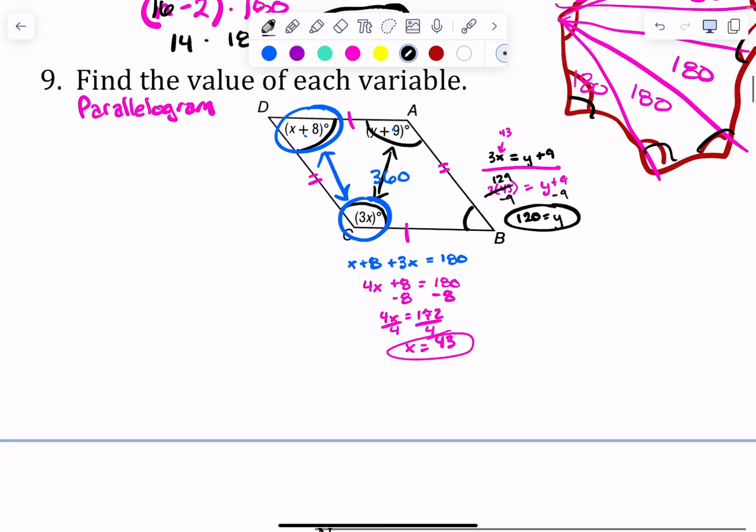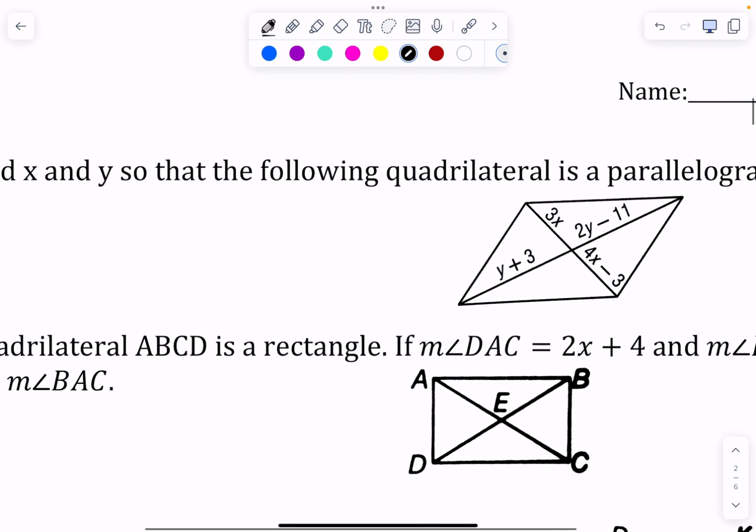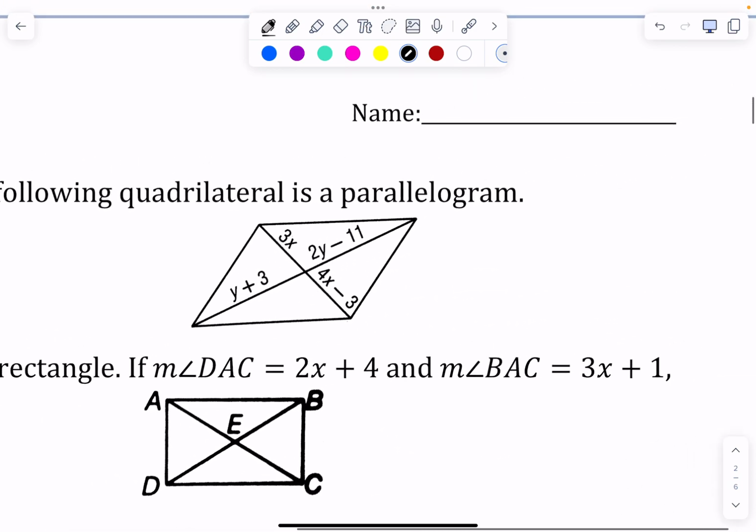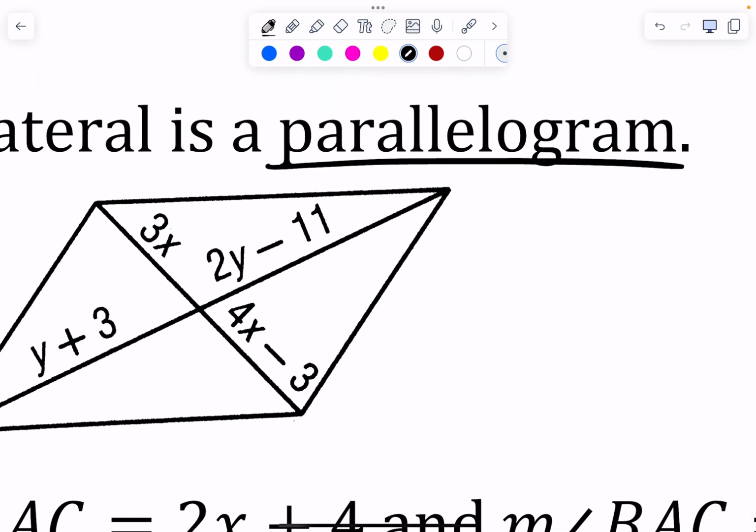That's some stuff that we know about them. All right, let's scoot on down to 10. And this is a parallelogram also. And they tell you that it's a parallelogram. They were at least nice to us. And they say some things.